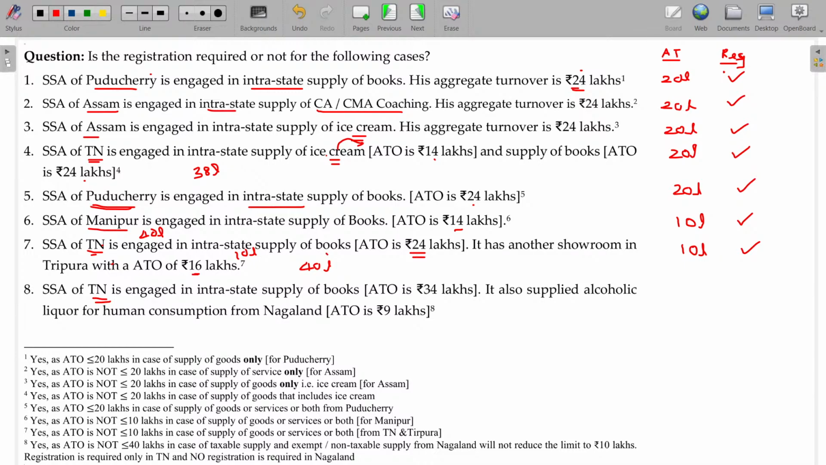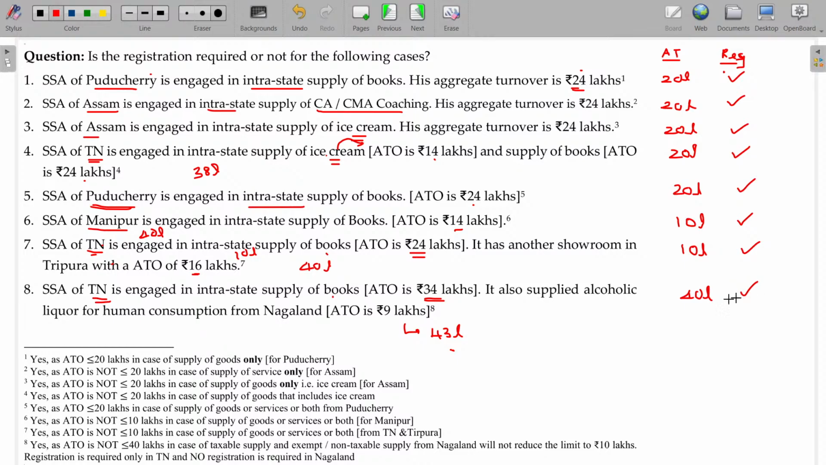Now, SSA of Tamil Nadu is engaged in intrastate supply of books, aggregate turnover being 34 lakhs. And it also supplied alcoholic liquor for human consumption. What is the overall turnover? 34 plus 9, 43 lakhs. So, if he is involved in books, then the limit is 40 lakhs. If the aggregate turnover crosses this, registration is a must.